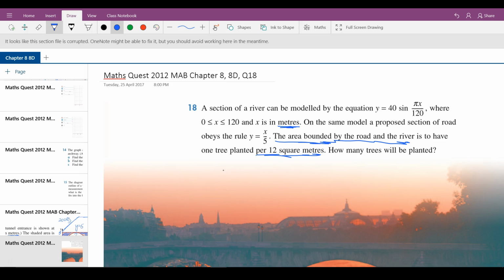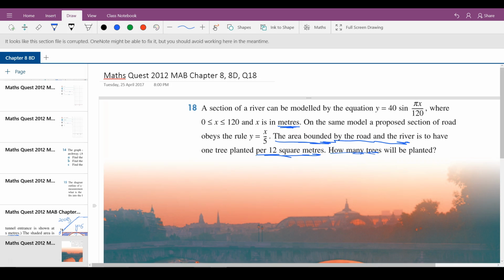Alright, so we're looking for how many trees to be planted, and we know there is to be one tree planted per 12 square meters. So we have to find out how many square meters is all the area bounded by the road and the river. When you get this sort of question in an exam, first thing is plot it out, draw it on the graph. So I'm going to go to decimals and draw it.